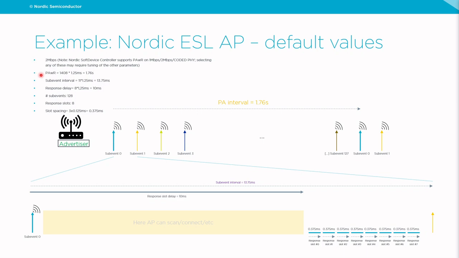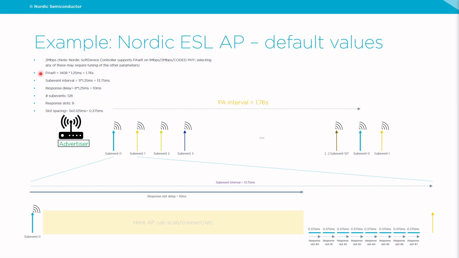In terms of PAwR, the PA interval that we have chosen is 1.76 seconds. And actually, this is related to the number of sub-events, which is 128, and the sub-event interval, which is 13.75 milliseconds. We will see later that this PA interval will impact the system latency, but of course it also impacts the power consumption of the tags.